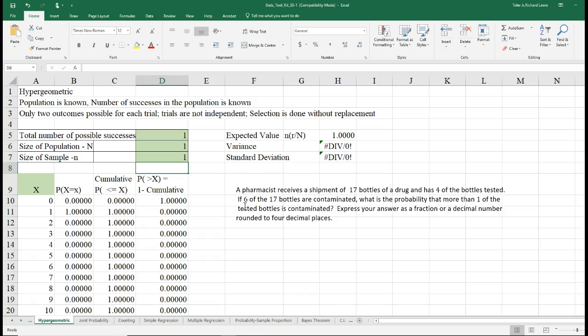So out of the 4 bottles that are sampled, we want to know what's the probability that more than one of them, in other words, 2, 3, or 4, are contaminated.